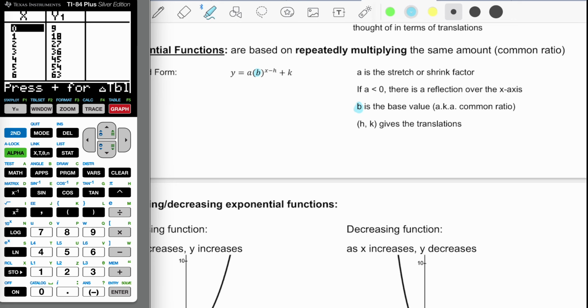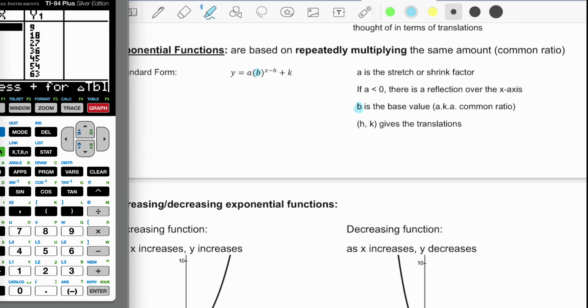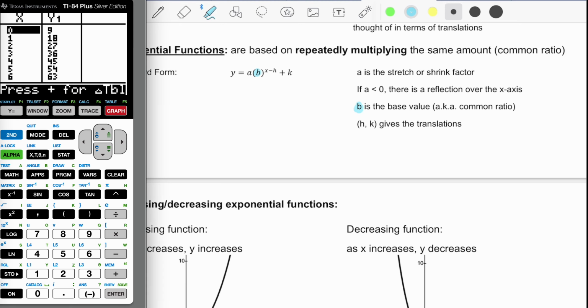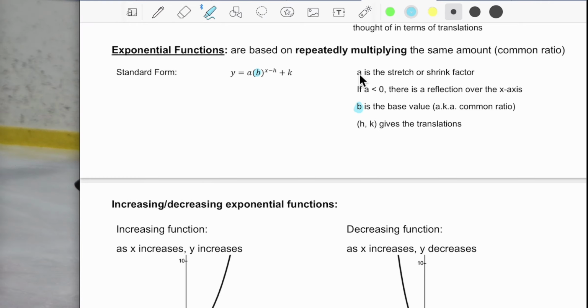So if you think about an exponential base as, okay, same idea as slope, except you're multiplying instead of adding, it's not a terrible way to think about it.